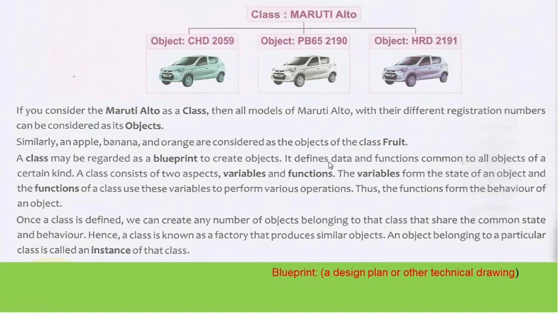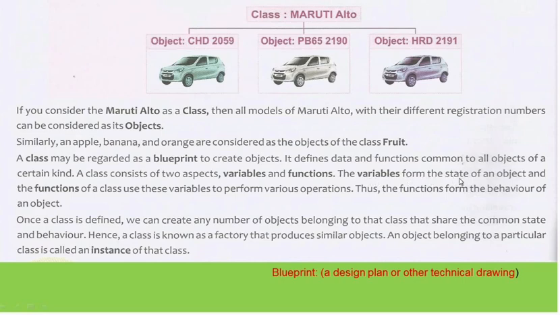Okay, now this blueprint or the class defines data and functions common to all the objects of a certain kind. Okay, that means this blueprint is going to define the data, that means all the attributes and their state and their behavior which are common to all these objects. Okay, a class consists of two aspects, variables and functions. Okay, now the variables form the state of an object. See, I told you variables form the state of an object.